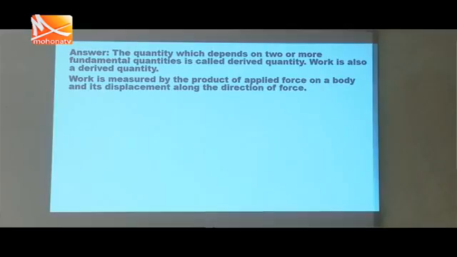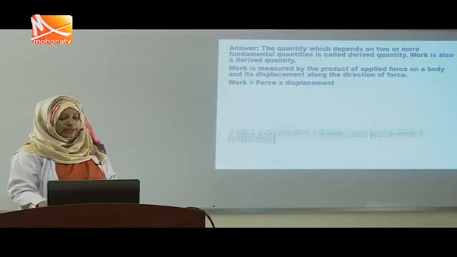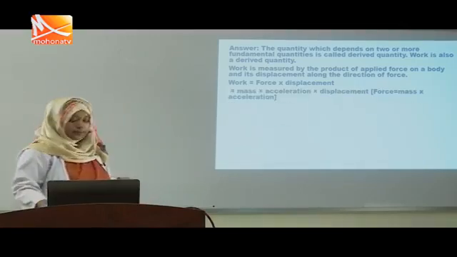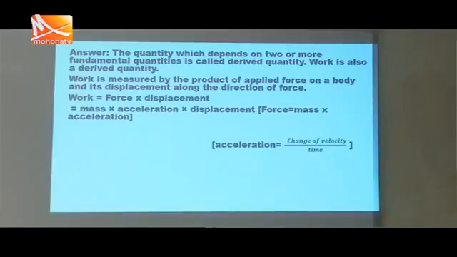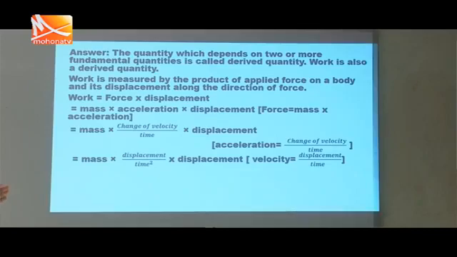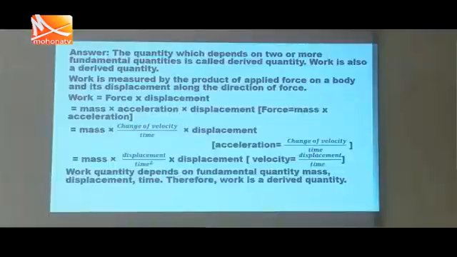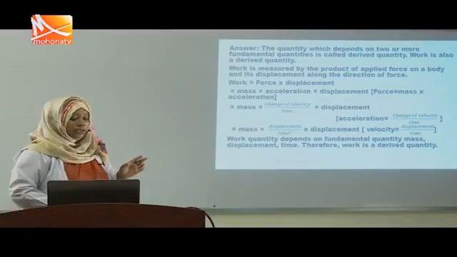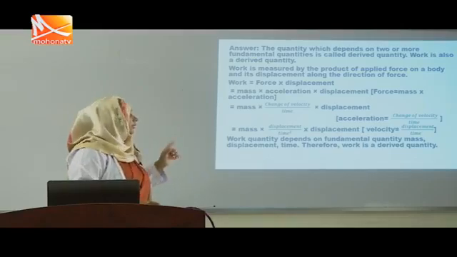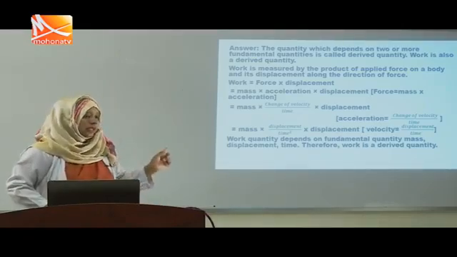Work is measured by the product of applied force on a body and its displacement along the direction of force. Work equal to force into displacement, that means mass into acceleration into displacement. Acceleration equal to change of velocity by time, that means mass into change of velocity by time into displacement. That means mass into displacement by time square into displacement. Here we see that work depends on the fundamental quantities mass, displacement and time. Mass, displacement and time, these 3 are fundamental quantities. As work depends on 3 fundamental quantities, work is a derived quantity.